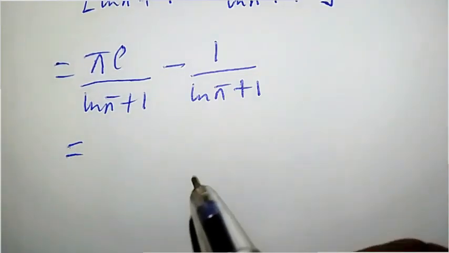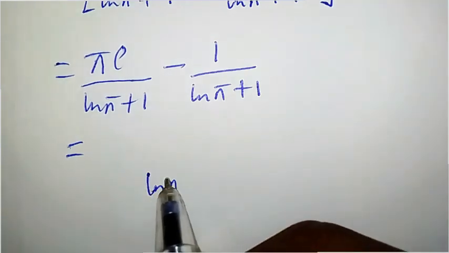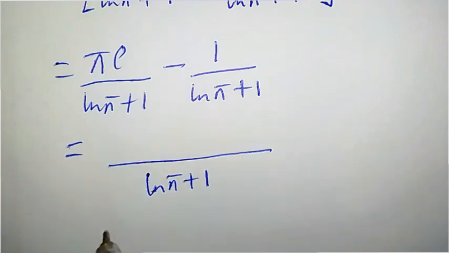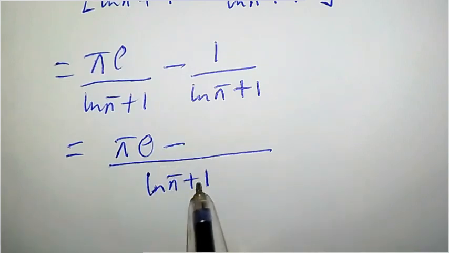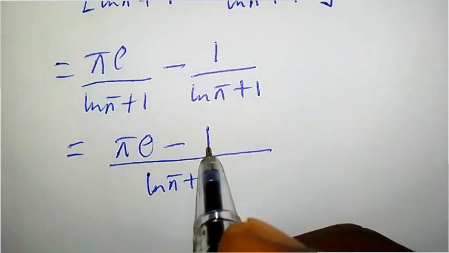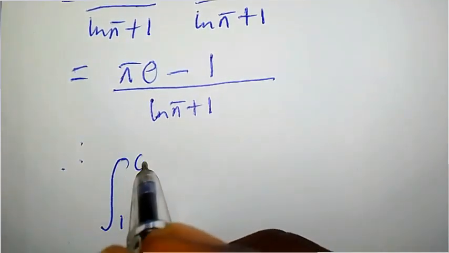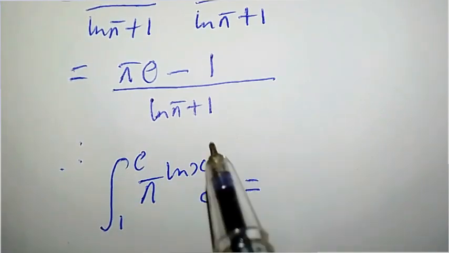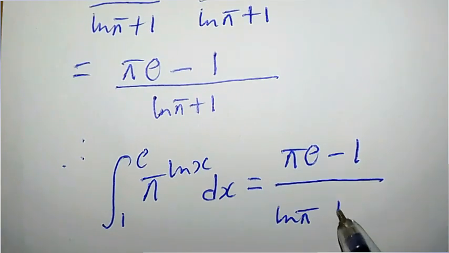This is equal to, you will notice that the LCM here is ln pi plus 1. So we have ln pi plus 1 over ln pi plus 1 over ln pi plus 1, that is 1. 1 times pi e, that is pi e, minus ln pi plus 1 over ln pi plus 1, that is 1. 1 times 1, that is simply 1. We can now claim that, therefore, the integral from 1 to e of pi to the power of ln x dx is equal to pi e minus 1 over ln pi plus 1.